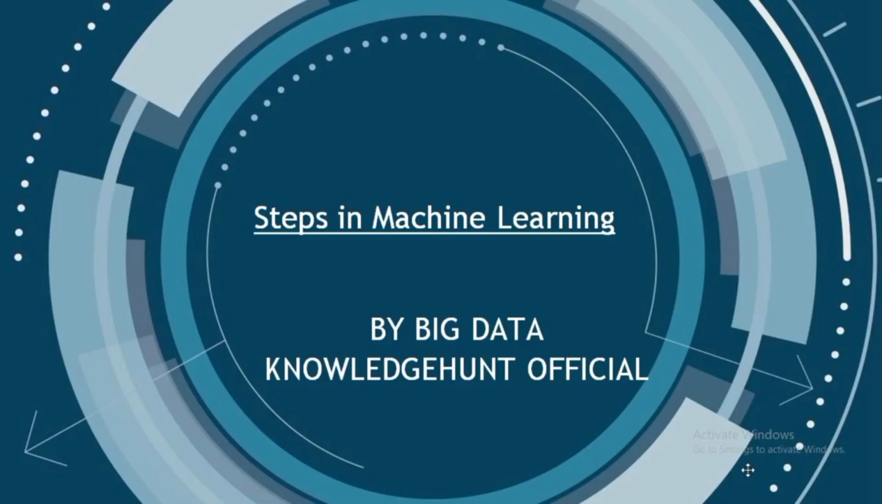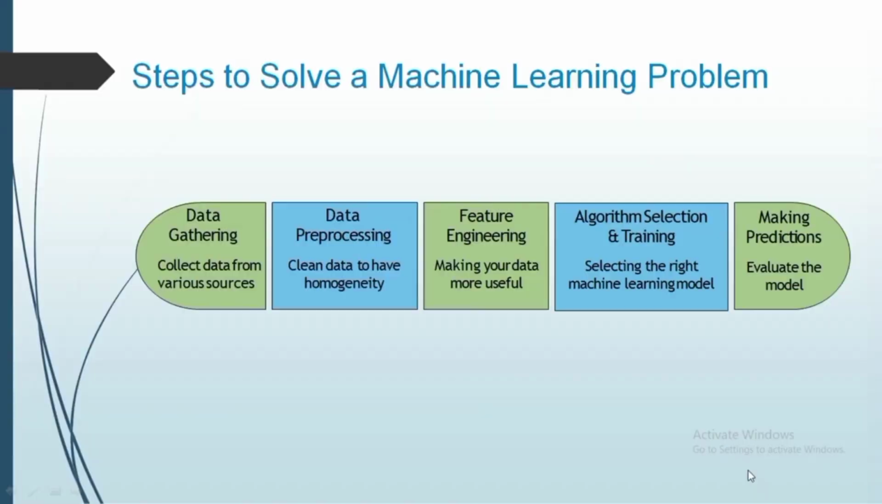Steps in machine learning. In the previous video, we have seen what is meant by machine learning and what the different steps are. So in today's video, we are going to see the steps. This is the overview of the detailed steps involved in the machine learning process. First is data gathering. Next one is data pre-processing. Next is feature engineering. Next is algorithm selection and training. And next is making prediction. So this is a small overview of all the steps.